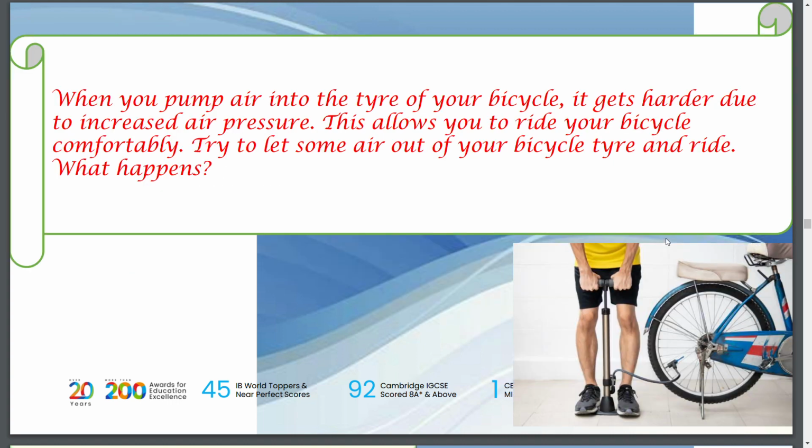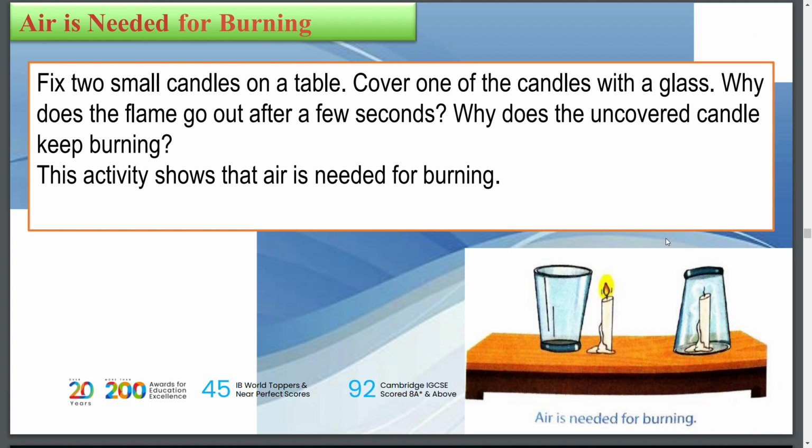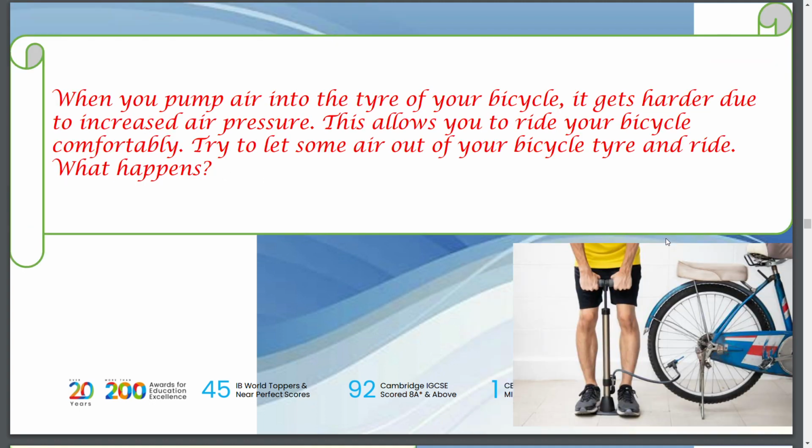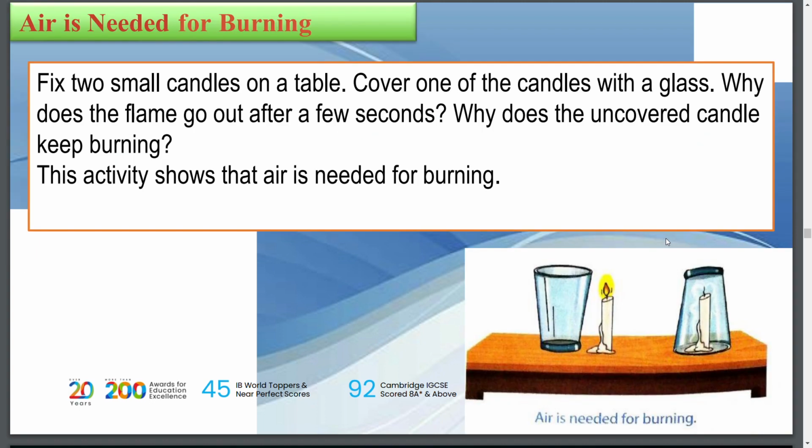When you pump air into the tire of your bicycle, it gets harder due to the increased air pressure. This allows you to ride the bicycle comfortably. Try letting some air out from your bicycle tire and ride, and see what happens. You'll just fall down, due to there being no air in one of the tires.